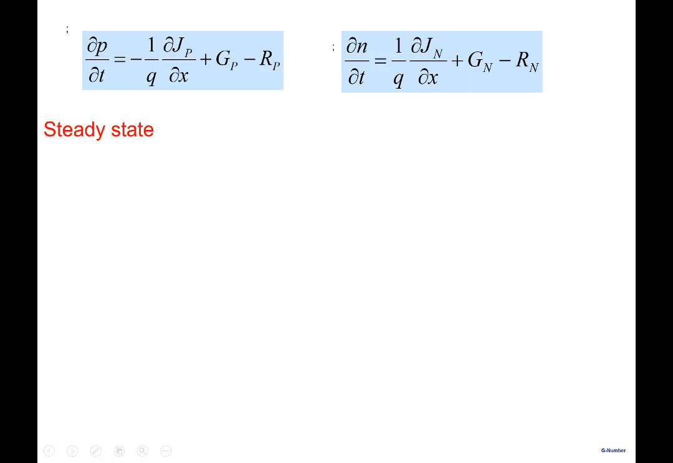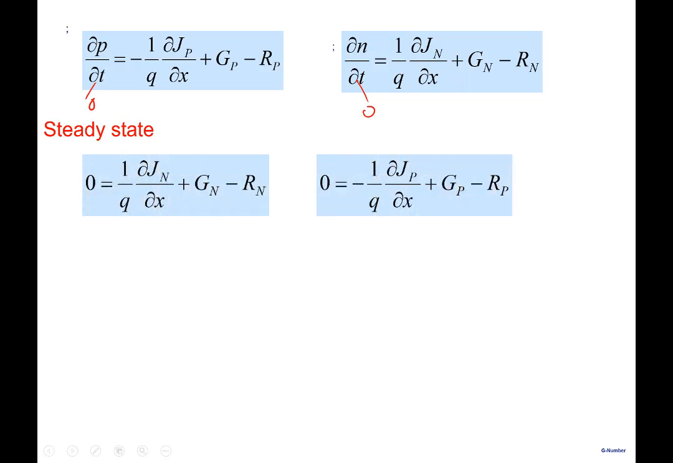And we are talking about steady state, so del p by del t is 0, 0 here, 0 here. And the generation rate, Gn equals Gp. If you're creating an electron, you're also creating a hole. If you're recombining an electron, you're also recombining a hole. So Rn equals Rp.